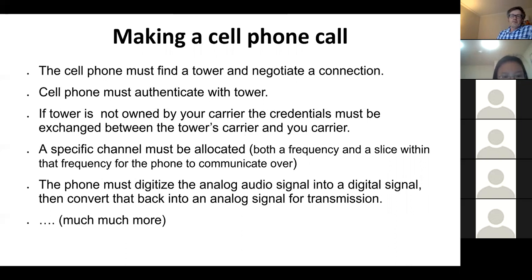A specific channel must be allocated, both a frequency and a slice within that frequency for the cell phone to communicate over. The phone must digitize an analog signal from your voice, convert it into a digital signal, then convert it back into an analog version of the digital signal that's encrypted, that it sends to the tower. Then the tower has to undo all that, turn it into bits of data, ship it over through all sorts of places, eventually to another cell phone tower where it repeats the whole thing and it goes down, right? And I could go on and on.